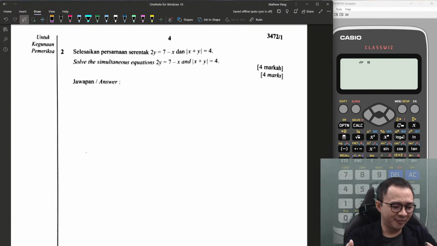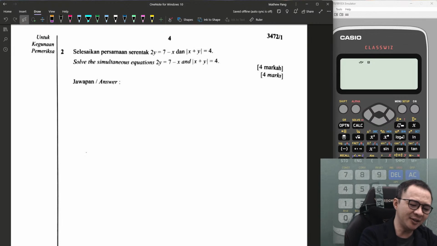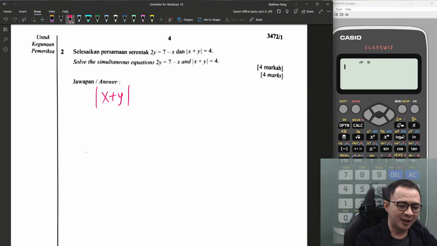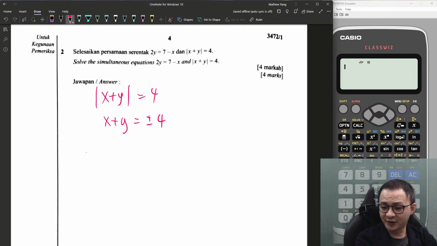Okay, this is simple simultaneous equations. Maybe this question 2 is just to trap some students who do not know how to solve modulus. If you have an idea how to solve modulus, this one is a bonus mark question. But I believe a lot of students will get stuck here, lah. So xy equals 4, so xy will equal plus or minus 4.